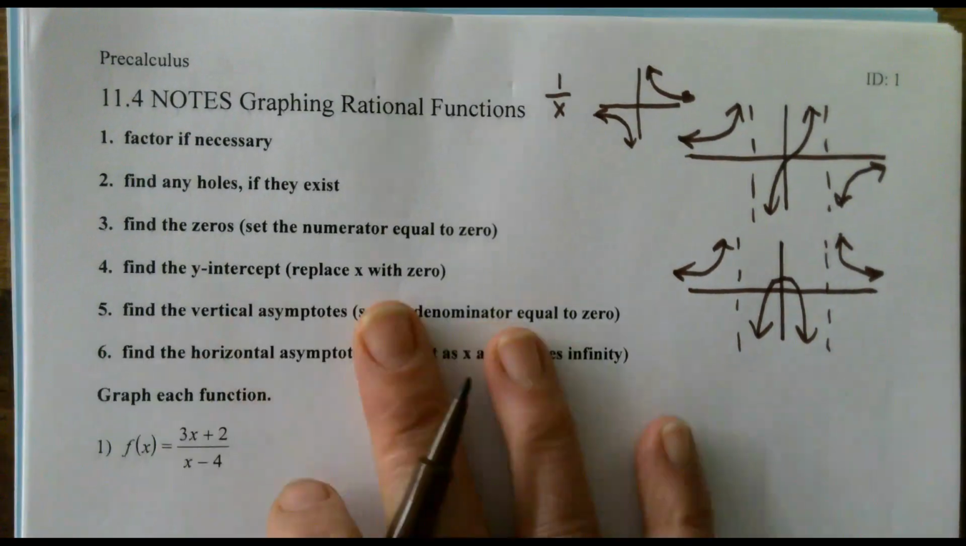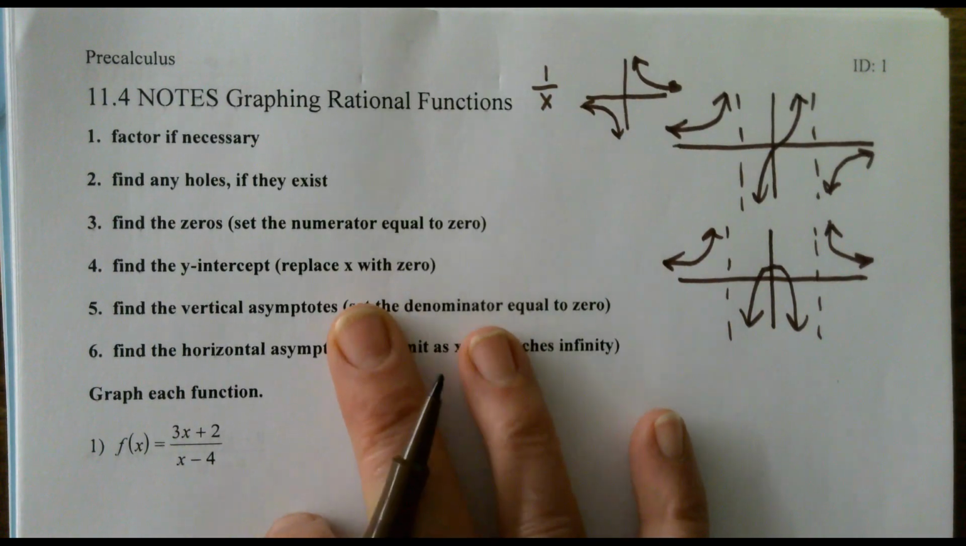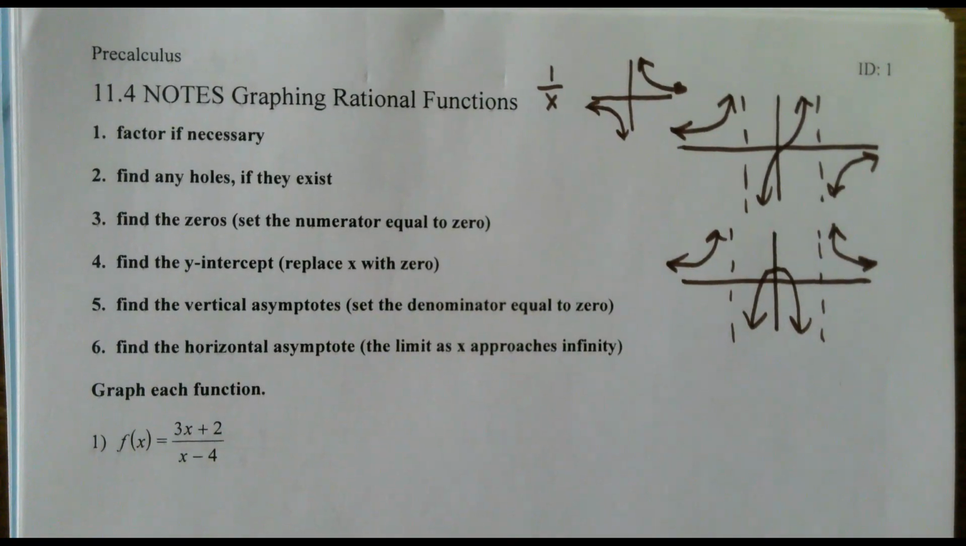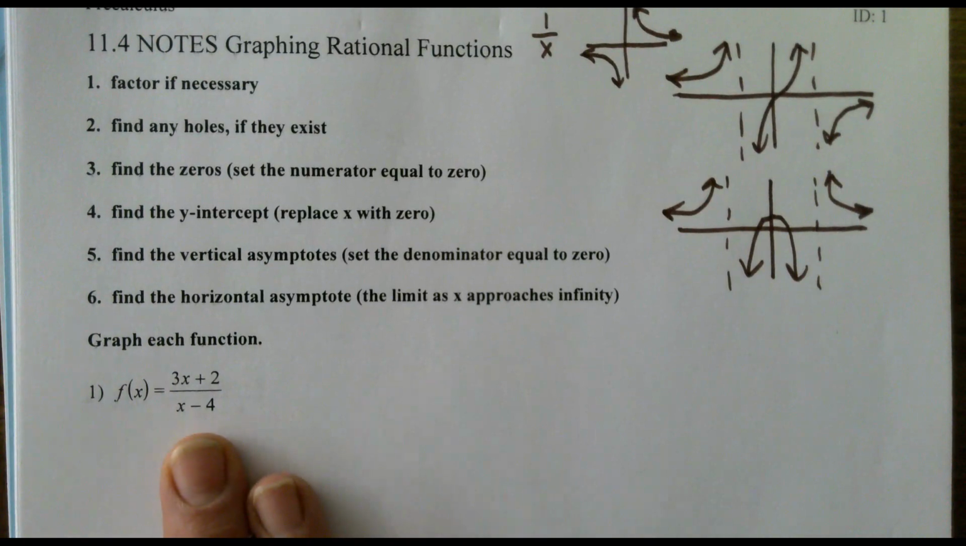So first things first, we are going to start by factoring if necessary, meaning if it's already factored, obviously I don't have to, or if it can't be factored, I can't factor. So when I look at problem number 1, can I factor this? No. Okay? So then I'm going to find any holes.